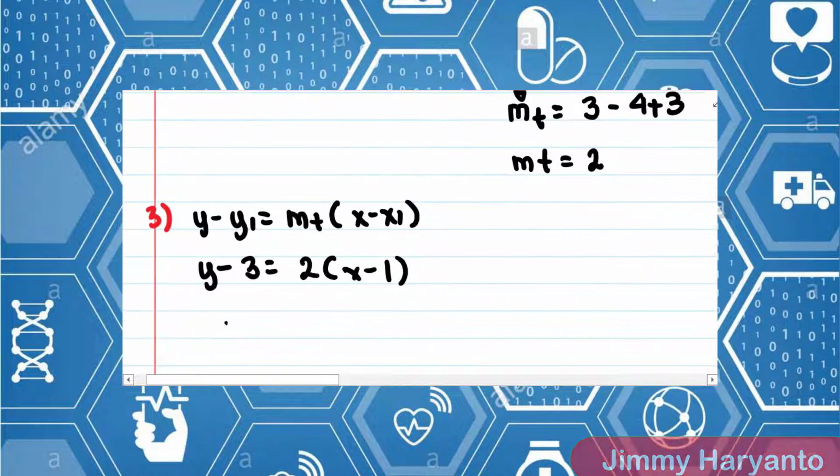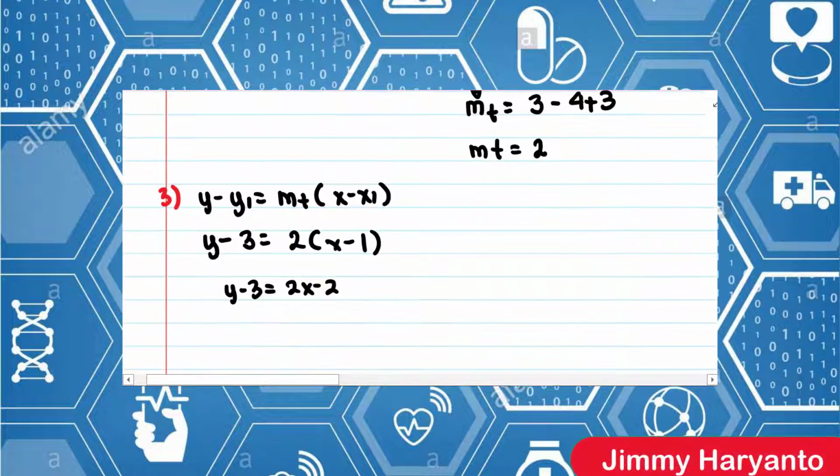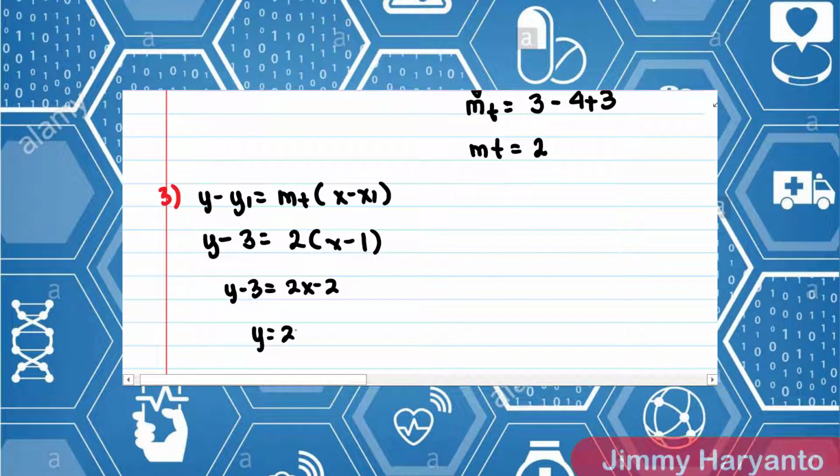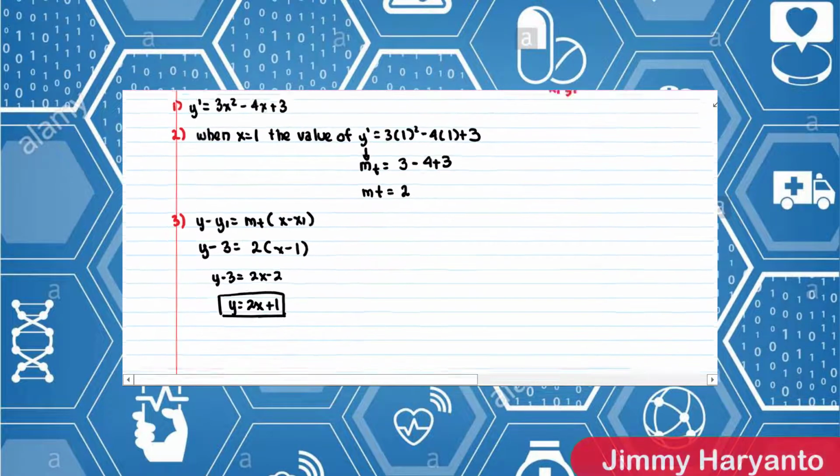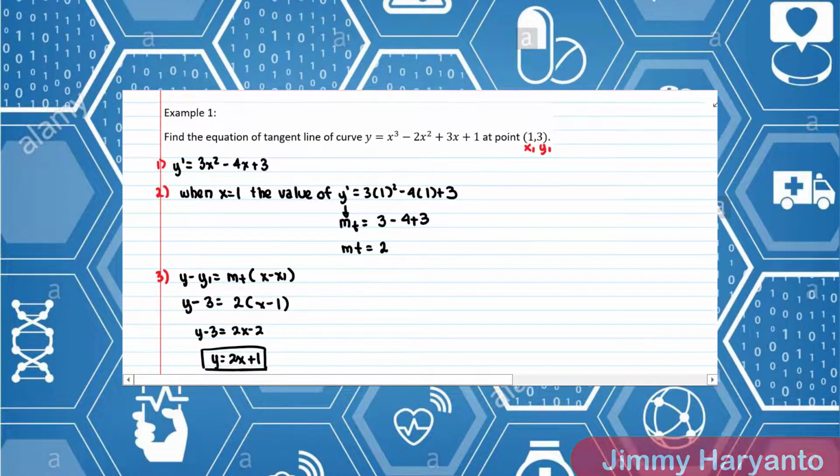Okay, let's simplify it just like that, and then y equals 2x plus 1. So this is not the gradient, it is the equation of the tangent line. So that is for example 1.